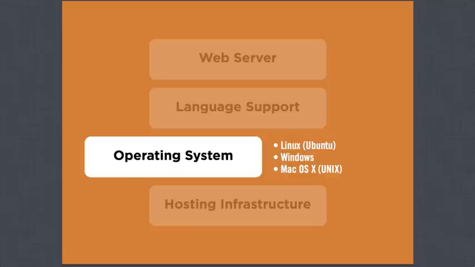But web servers could just as easily run on Windows operating systems and also on Mac OS X or Unix operating systems. And traditionally, most websites are hosted on a Unix type platform. So that's either BSD Unix or Linux, Ubuntu, Debian. There's all sorts of variations of Linux, but it's usually one of the two.